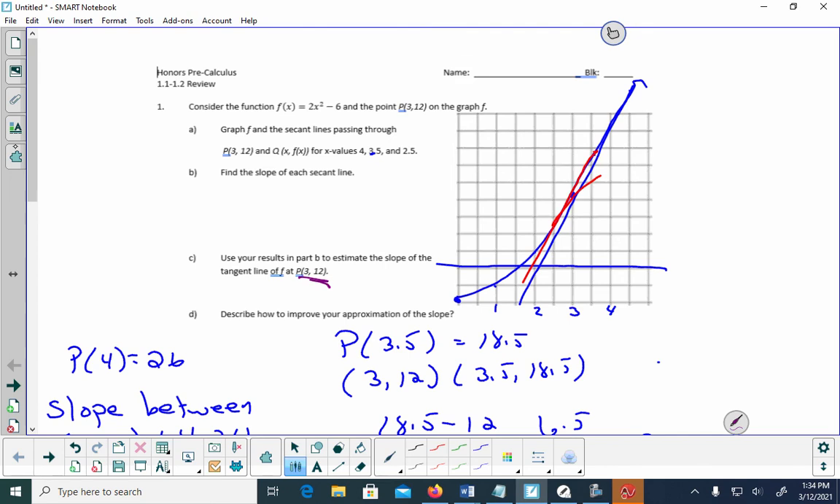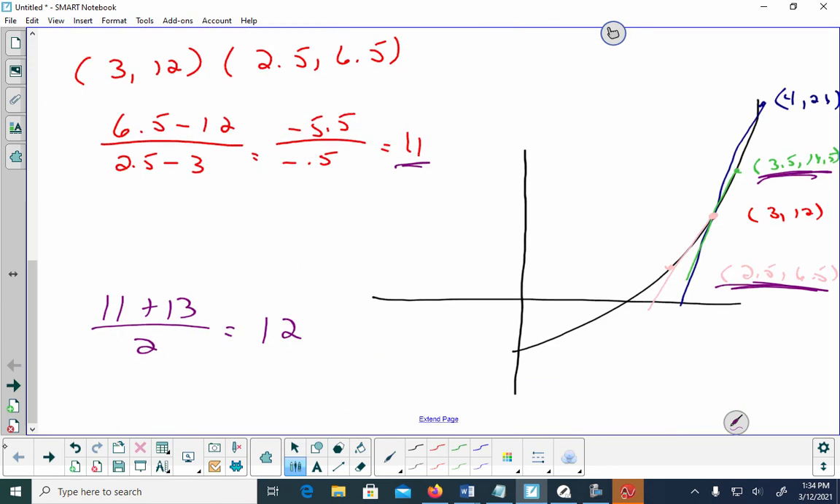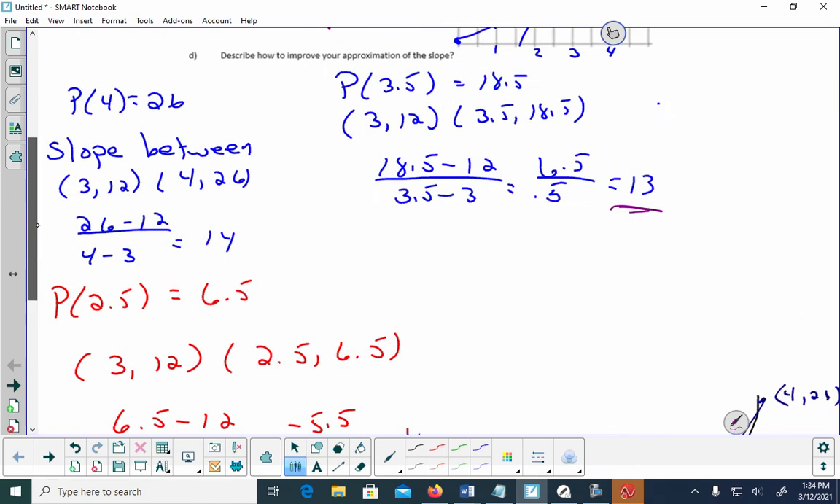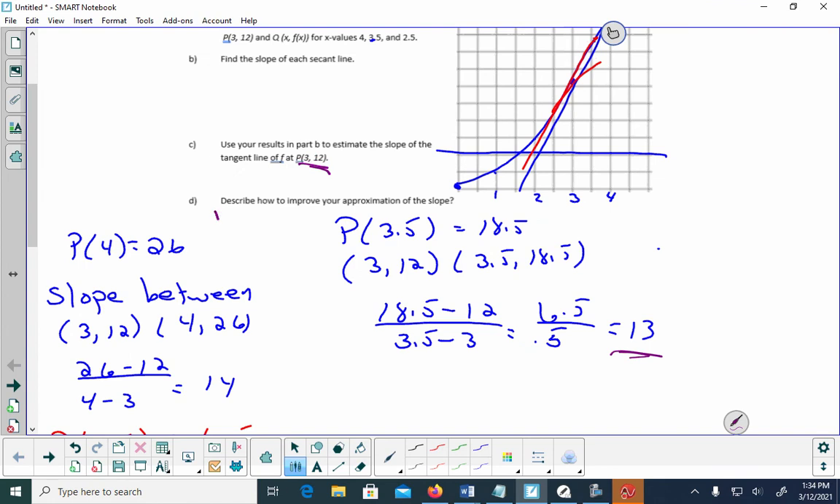And then the last one says describe how to improve your approximation of the slope of the tangent line. Well, these two points are half a unit away. What if I had made them only a tenth of a unit away? That would be an even better approximation. So the answer to part D is I'm going to move those points closer to where I want to estimate the tangent line. But remember, you have to have one to the left and one to the right. They should be an equal distance from the point that you're trying to estimate.